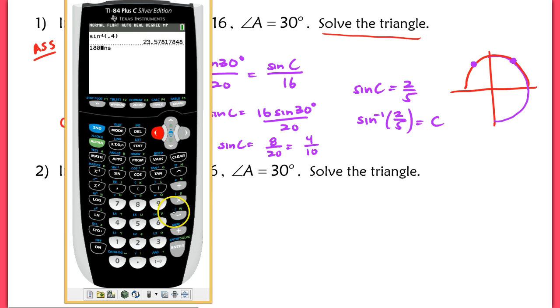Whoops, I definitely didn't do that. All right, so anyhow, we get 156-ish. Okay, so we have 156.4.